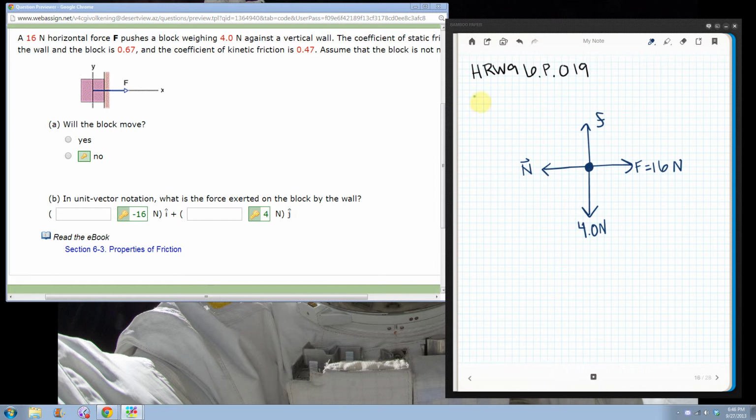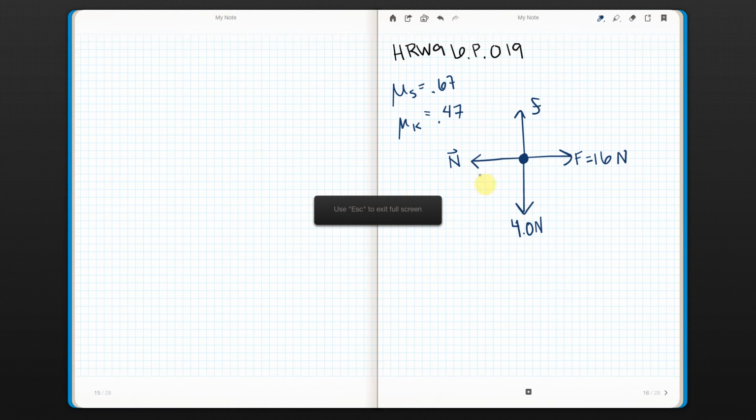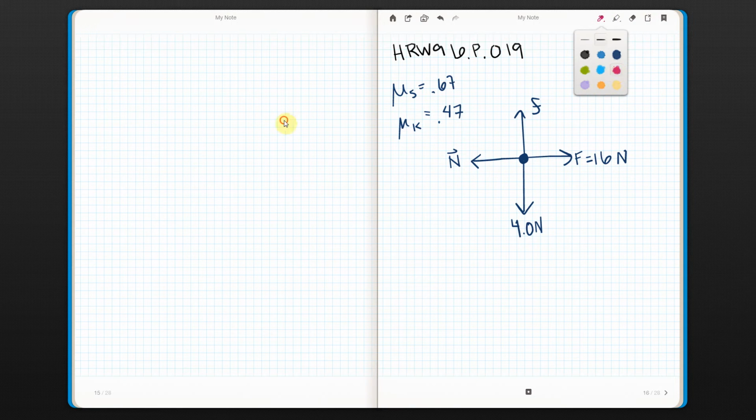I'm going to write a little bit more information up here so I can then pull this into full screen. Mu s equals 0.67, mu k equals 0.47. Alright, let's go wide full screen. Boom. Okie dokie. Well, let's do Newton's second law in the x and the y direction.